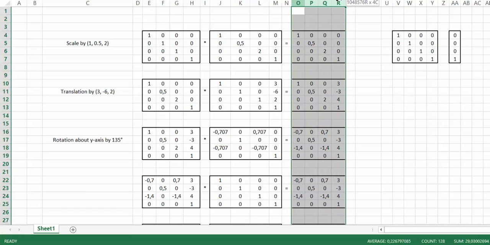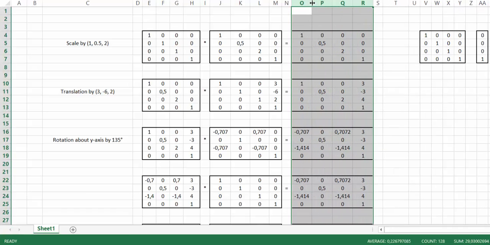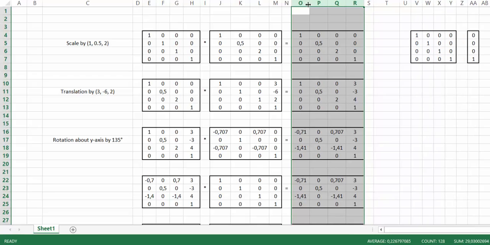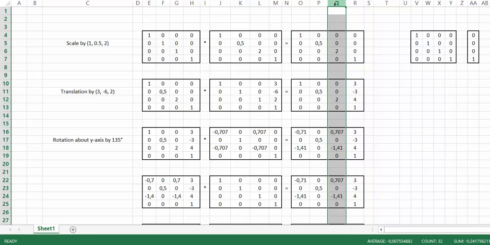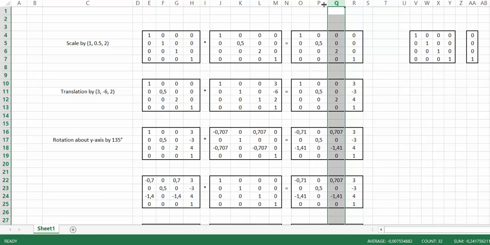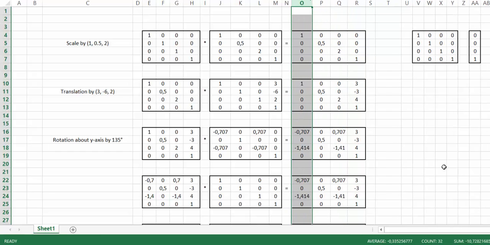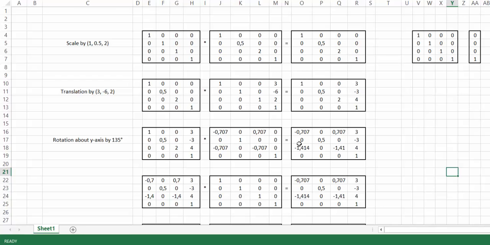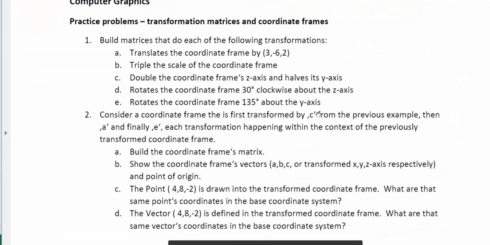matrix. If we make it a little bit wider, we can see that these numbers can be a little bit more exact like that. So, alright, fair enough. And so we have done A now, build the coordinate frame's matrix.